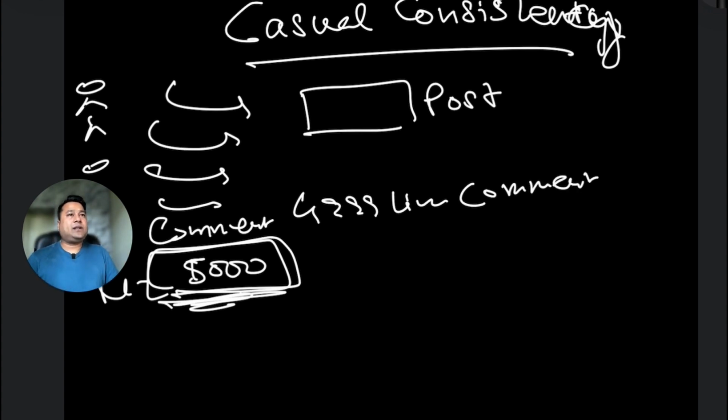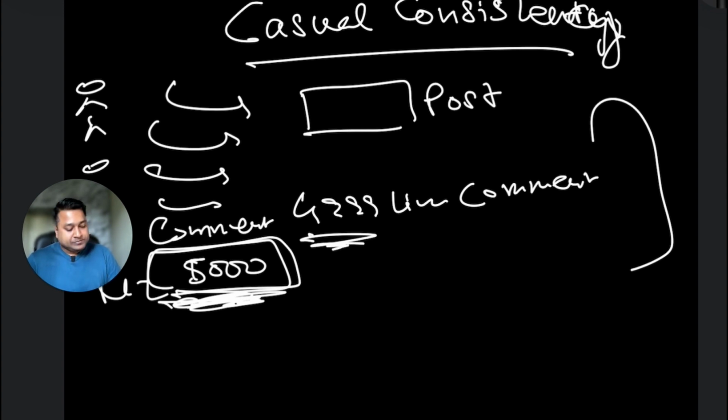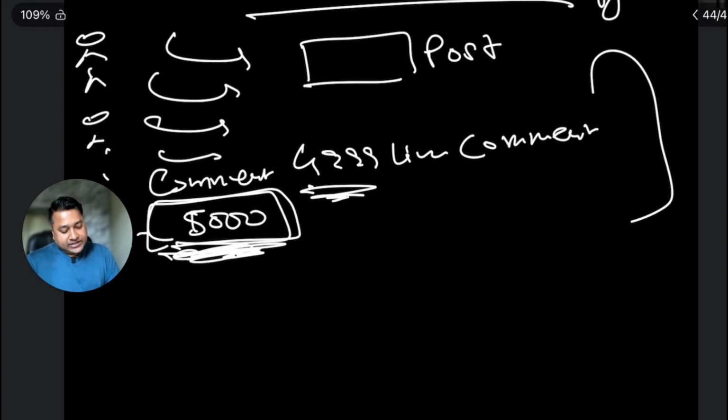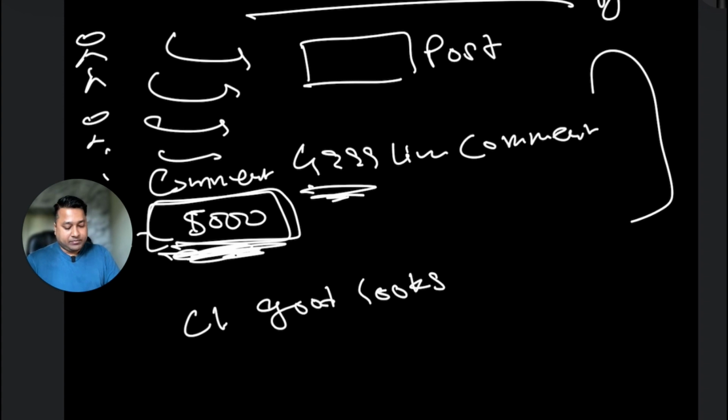It doesn't matter, right? Many people are commenting. It doesn't matter if you see the 5000 comment before the 49999 comment or after it, because these comments are causally consistent. What matters is, let's say somebody has written "good looks". This is comment number 1, or let's say comment number 14.